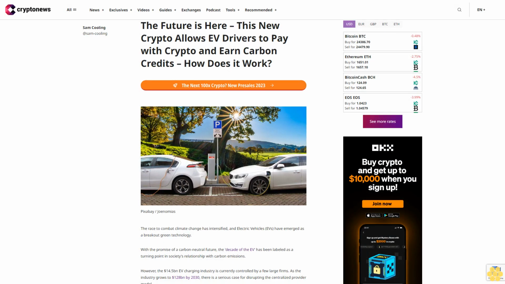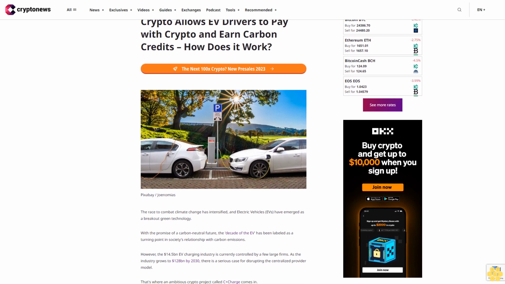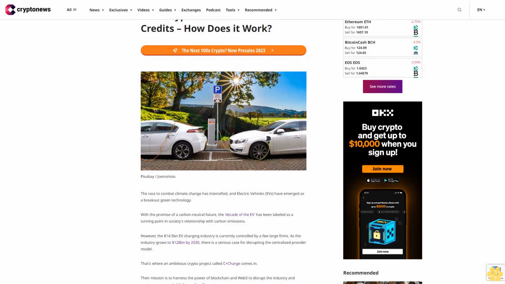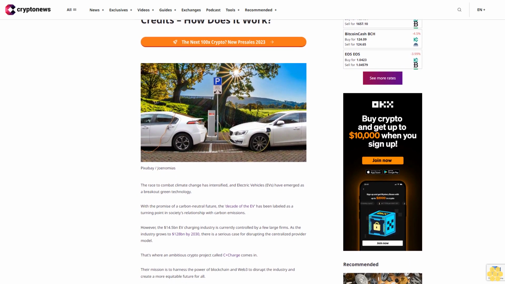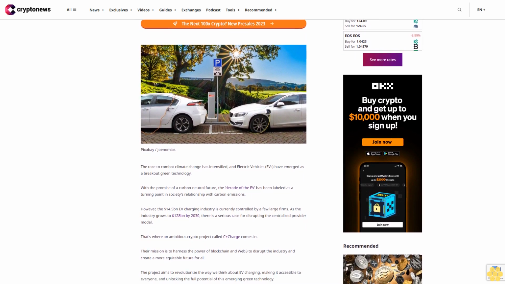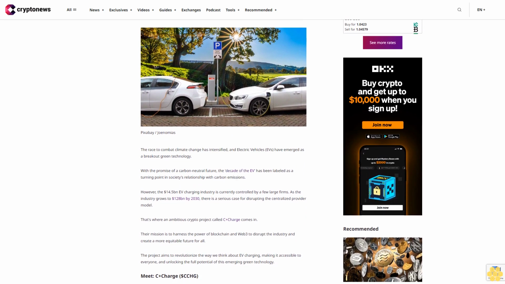The future is here. This new crypto allows EV drivers to pay with crypto and earn carbon credits. How does it work? The race to combat climate change has intensified, and electric vehicles (EVs) have emerged as a breakout green technology. With the promise of a carbon-neutral future, the decade of the EV has been labeled as a turning point in society's relationship with carbon emissions.